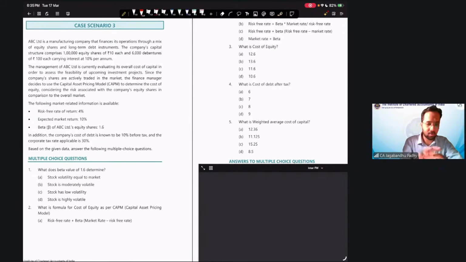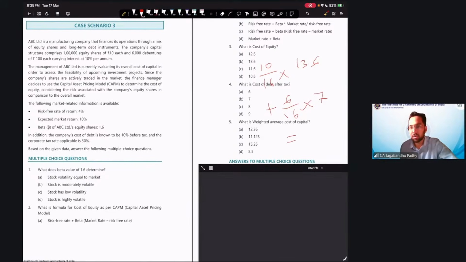So this is what? Once again, 10 out of 16, that's the weightage. 10 out of 16 into 13.6 plus 6 out of 16 into 7. So what's the weighted average cost? It's 11.125. Correct, guys? That's 11.125.